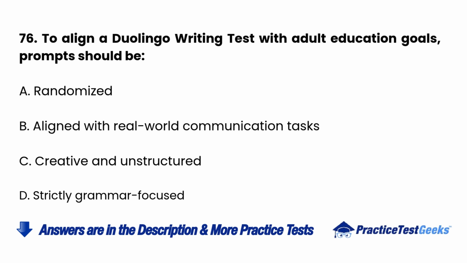76. To align a Duolingo writing test with adult education goals, prompts should be A. Randomized. B. Aligned with real-world communication tasks. C. Creative and unstructured. D. Strictly grammar-focused.